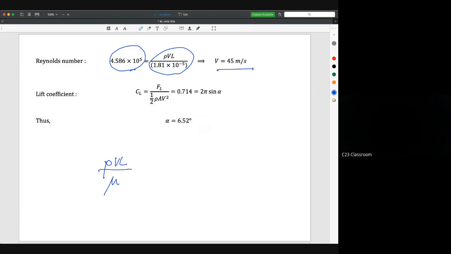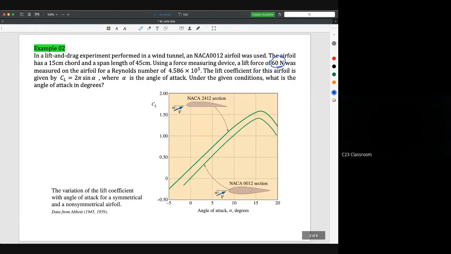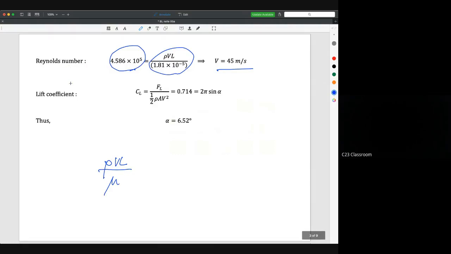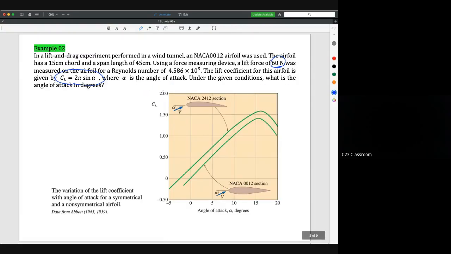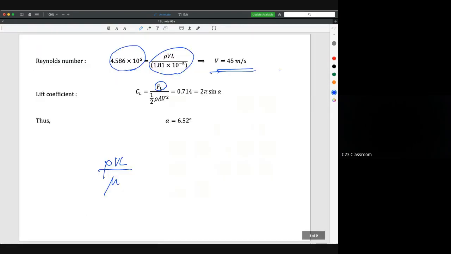Then from the question, the coefficient of lift CL is equal to 2 pi sine alpha. Another equation for CL can be written as FL over 1 over 2 rho A V squared. We know the value of V is 45 meter per second, and we know the lift force from the question, which is 60 Newton. Then we could calculate the value of alpha, which is equal to 6.52 degrees.